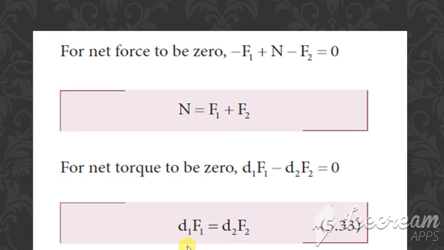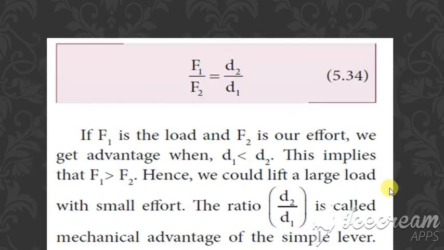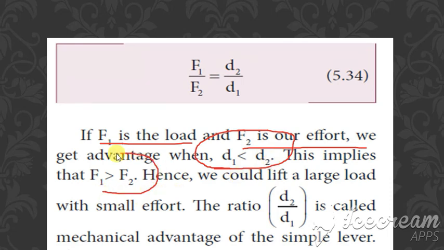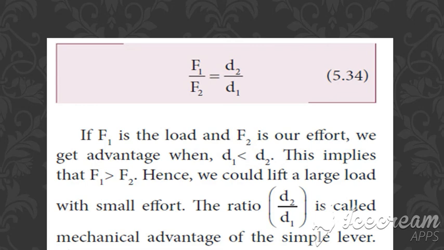Now bring the d terms all to one side and the F terms to the other side, so that we get F1 by F2 is equal to d2 by d1, where F1 is the load and F2 is the effort. If we have the condition d1 is less than d2, then F1 is greater because d1 is lesser, so F1 is greater than F2. This ratio d2 by d1 is called the mechanical advantage of this instrument.